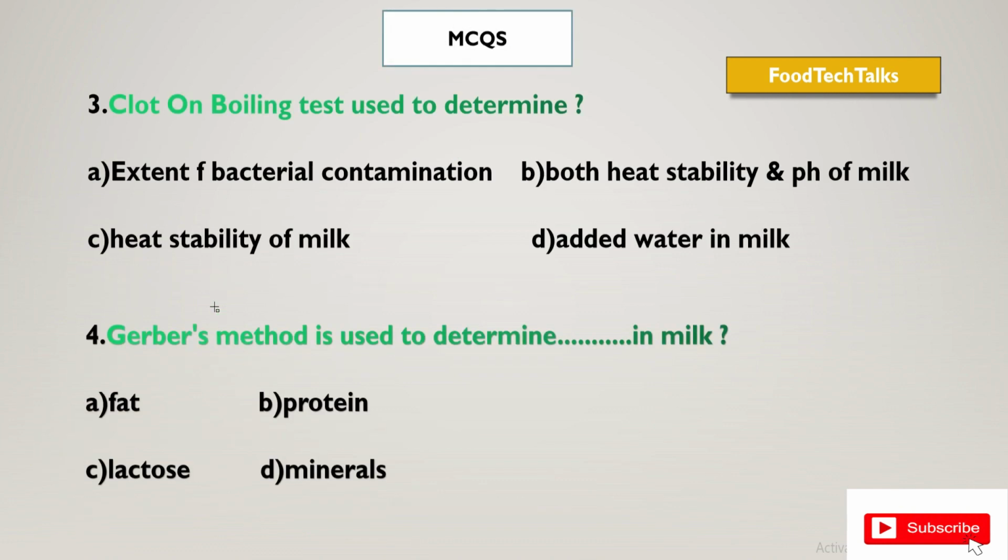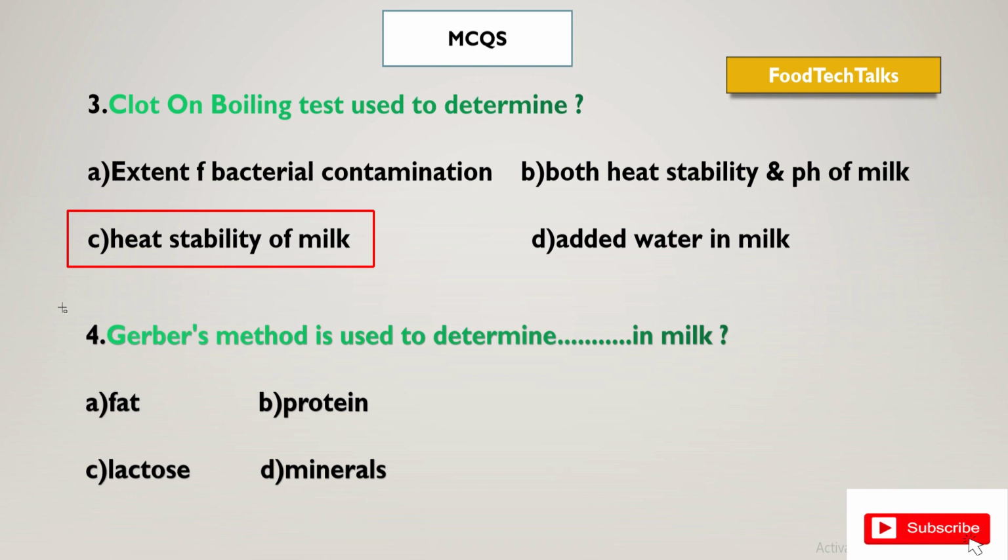Croton boiling test is used to determine dash. Here the options are A extent of bacterial contamination, option B both heat stability and pH of milk, option C heat stability of milk, and option D added water in milk. Here option C, heat stability of milk, would be the right answer.